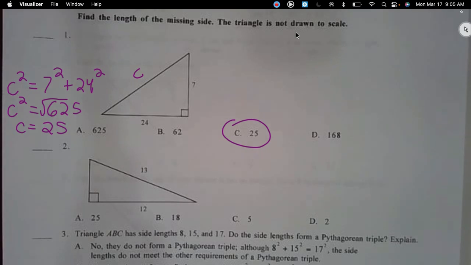And y'all think about it. What makes sense? If one of those is 7 and one of those is 24, this one has to be longer, but is it going to be 625? That does not make sense. That's way too big of a number. Okay? 25 does make sense. Are we good with that? Yeah? Okay, so there's number 1.